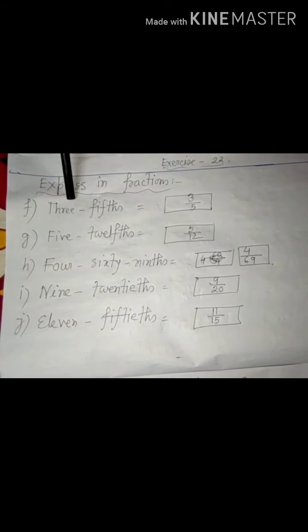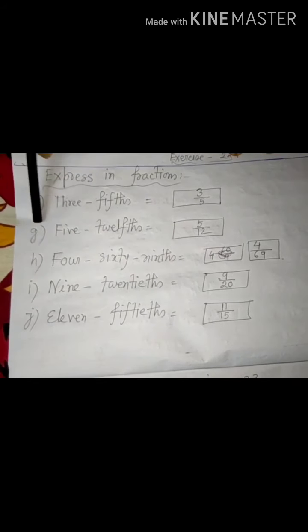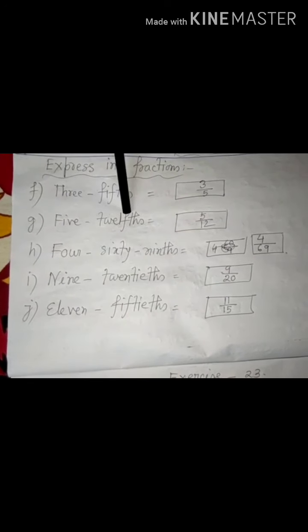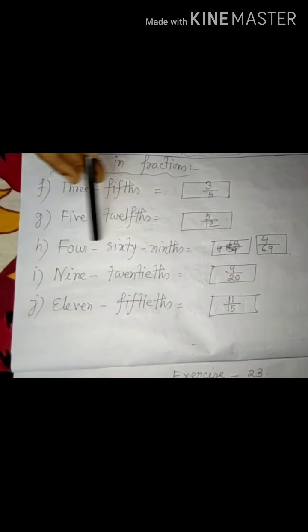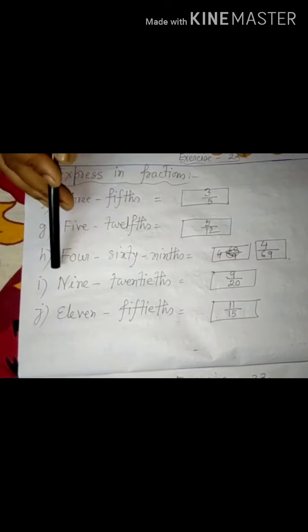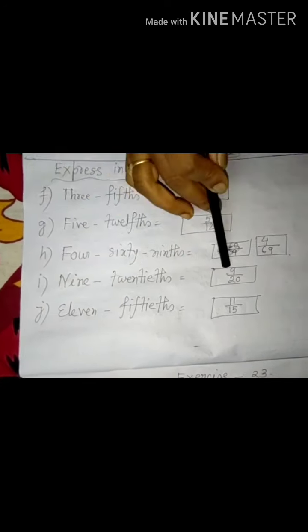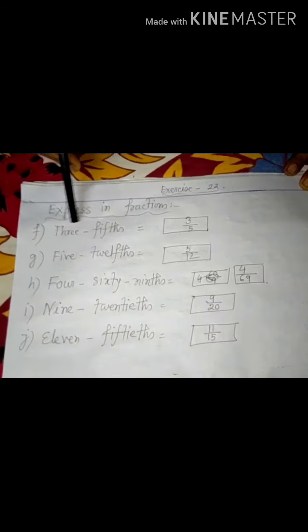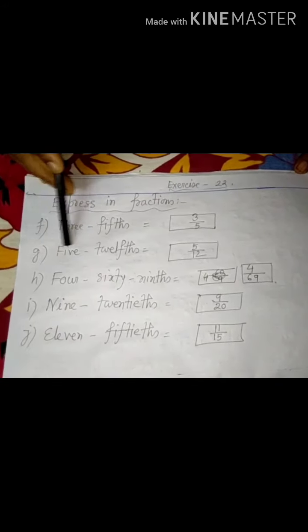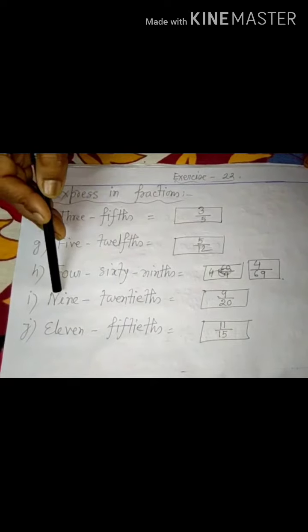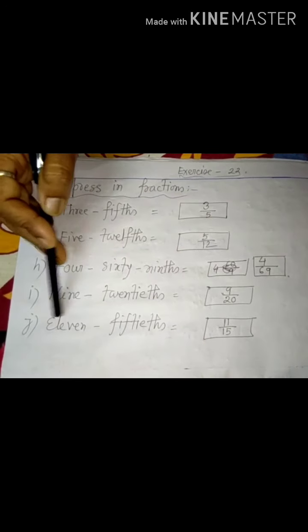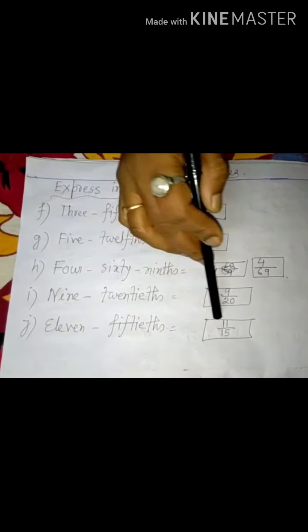Number B. Express in fractions. 3/5. 5/12. 4/69. 9/20. 11/15. Repeat it again. Express in fractions. 3/5, 5/12, 4/69, 9/20, 11/15.